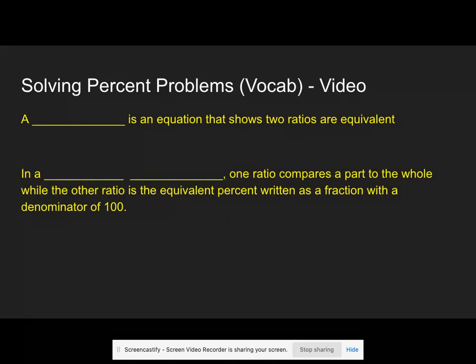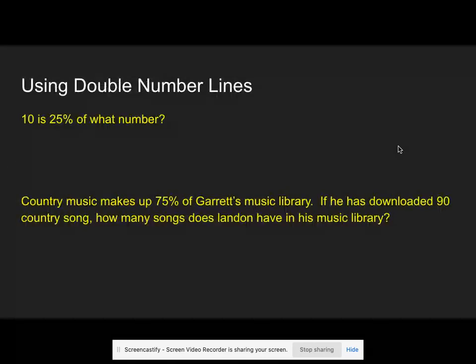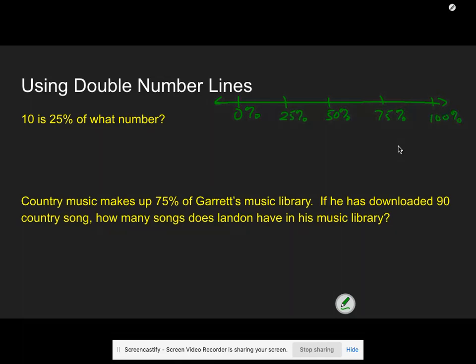So taking a look at the first question, we're going to use what's called a double number line. And forget, blue doesn't look very nice on the black. So we're going to go 0%, 25%, 50%, 75%, and then 100%.